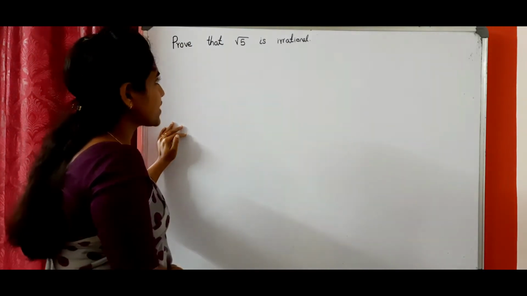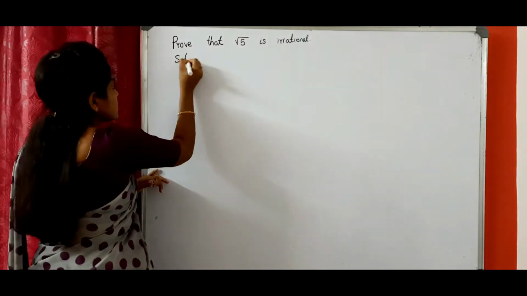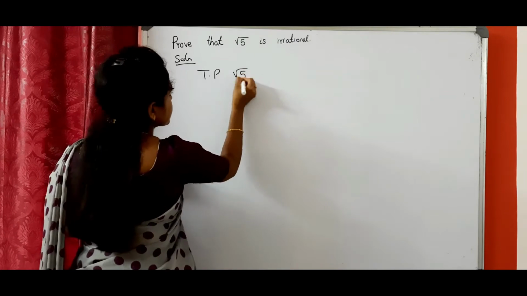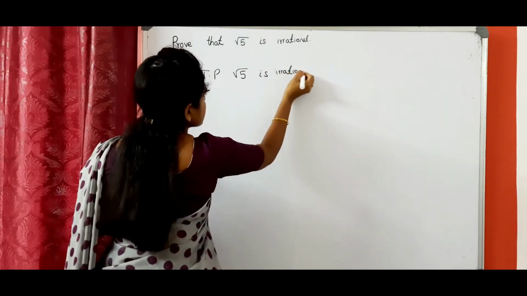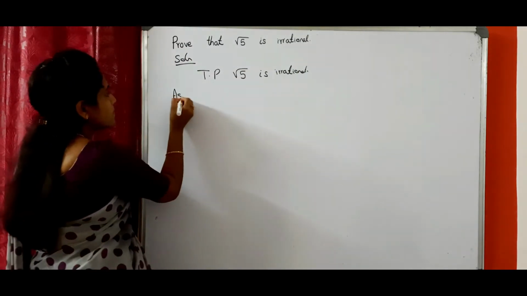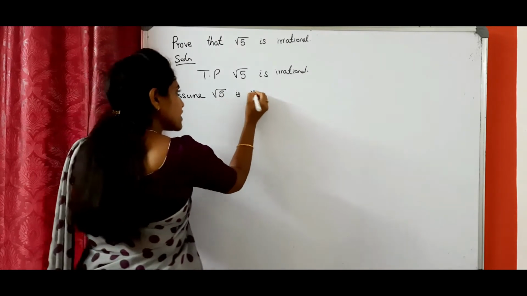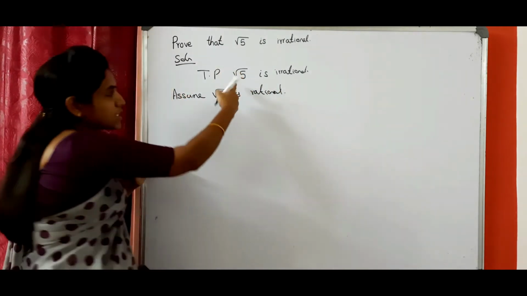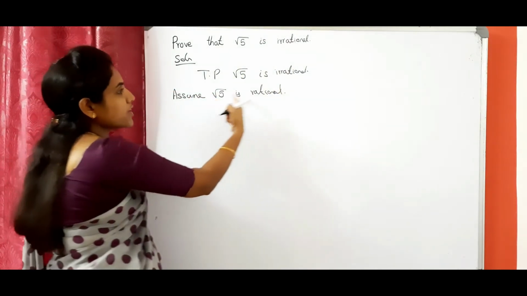Prove that root 5 is irrational. First, to prove that root 5 is irrational, assume root 5 is rational. Okay, listen. We need to prove that root 5 is irrational. Suppose I am assuming root 5 is rational.